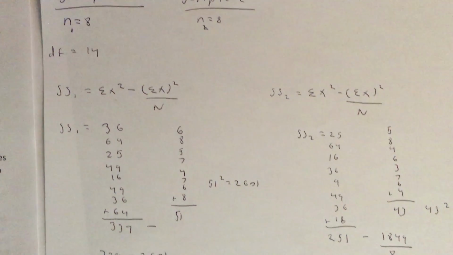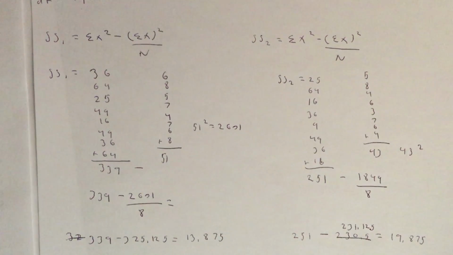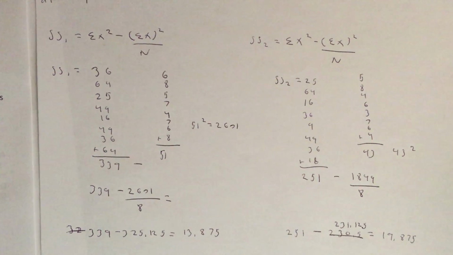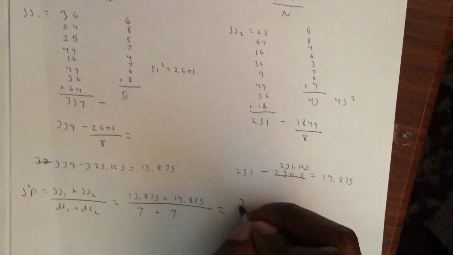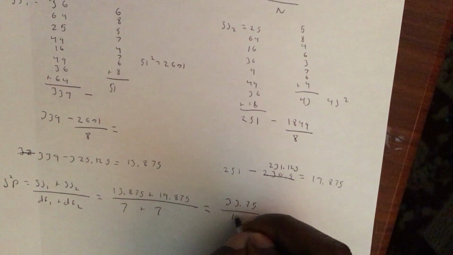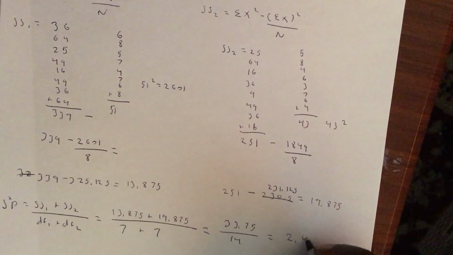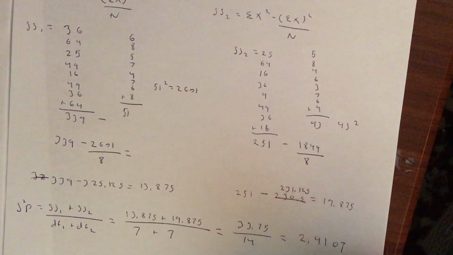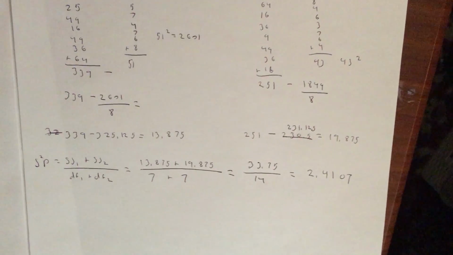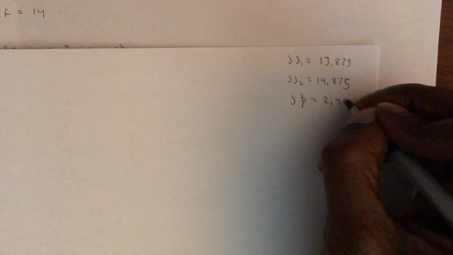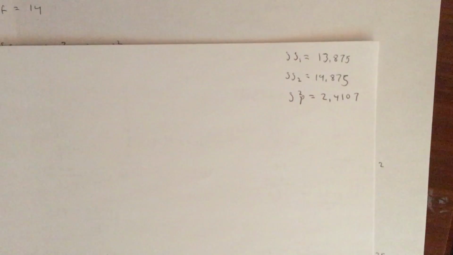When we calculate this, we get 33.75 over 14, which gives us 2.4107 for the pooled variance. So adding that to our information box, we get 2.4107 for the pooled variance.